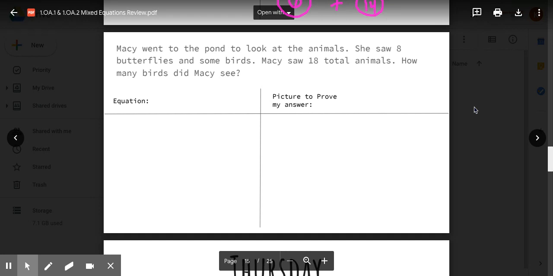Macy went to the pond to look at the animals. She saw 8 butterflies and some birds. Macy saw 18 total animals. How many birds did Macy see? Now go ahead and pause the video, write your equation, and draw a picture to solve. Ready? Pause.